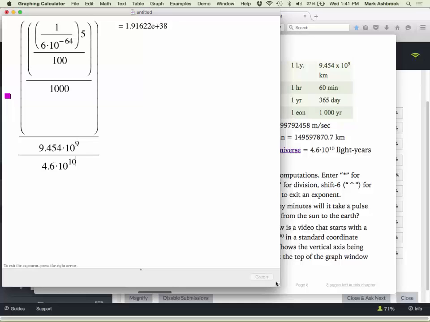Okay, the distance from 0 to 1, when we were looking at 5 centimeters being that distance to 6 times 10 to the minus 64, if that's 5 centimeters, then how many trips across the universe does it take to get to 1 from 0? A couple. 1.916 times 10 to the 38th trips across the universe.